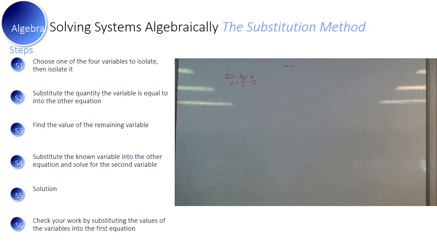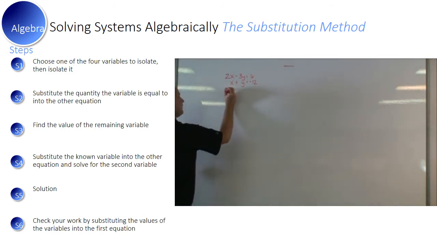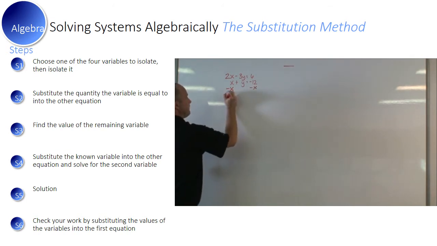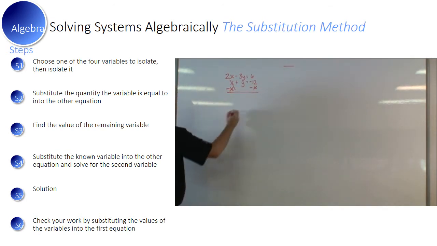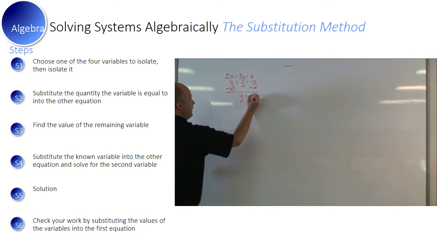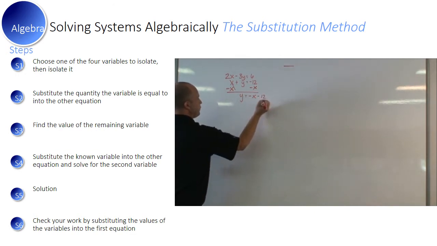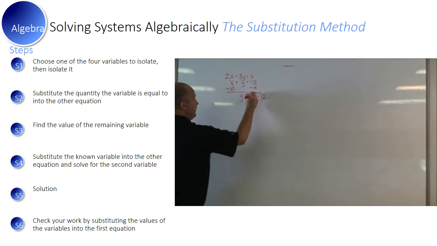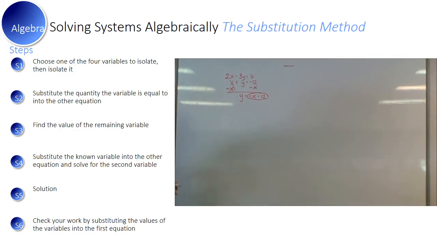So all we simply have to do to isolate y is to subtract x from both sides. Cancel out the x's, bring your y down, y equals negative x minus 12. Now we know what y equals. So we're going to circle this quantity right here, the negative x minus 12. That's what we're going to substitute into the other equation.